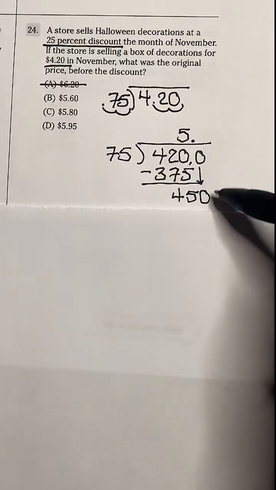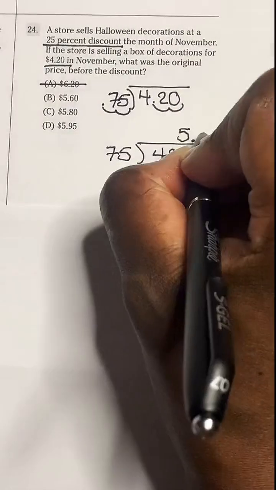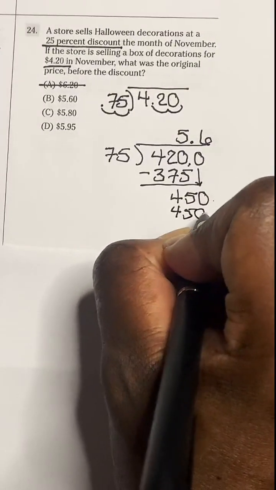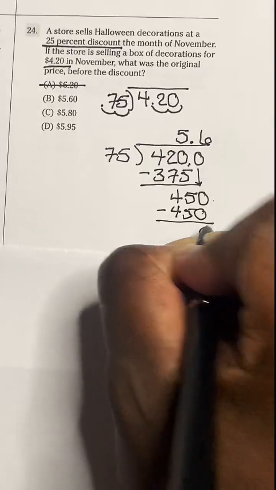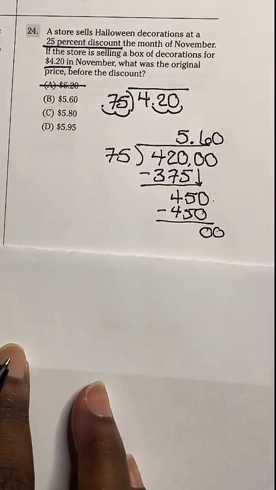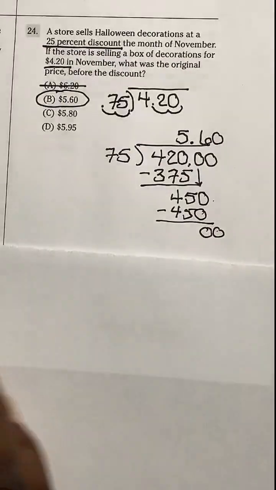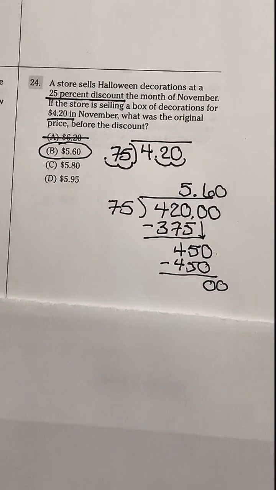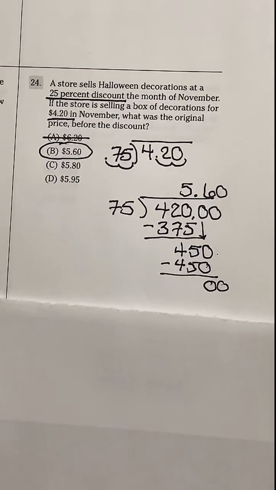So now how many 75s can go into 45? That is my 6. $4.50. So I got my $4.50 minus my $4.50. That gives me a 0. And I can add another 0 to make that 0 if we want to. So it's going to give me $5.60. So I did division so it can take me right to my answer.